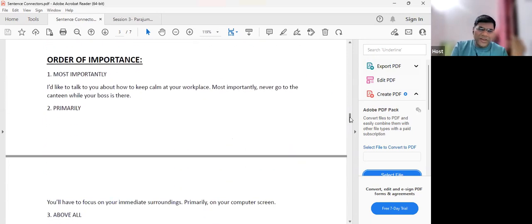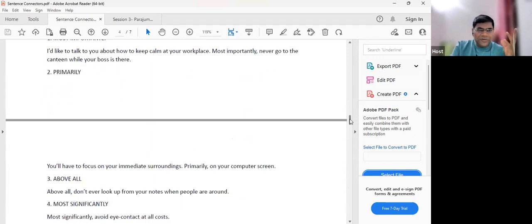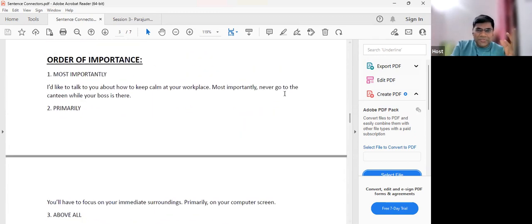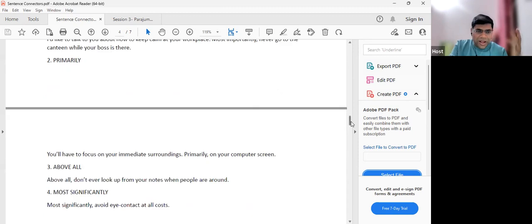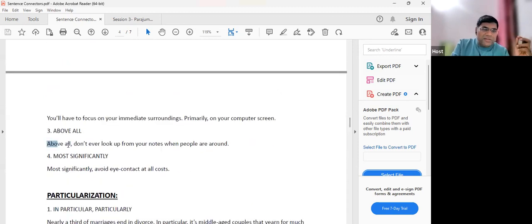Order of importance. So very simple. Above all, you see how frequently it is used and how it can be used. It can be effectively used to join sentences. I would like to talk to you about how to keep calm at your workplace. Most importantly, never go to the canteen while your boss is there. So most importantly means primarily, very important. Above all, see, this is very important. Above all, don't ever look up from your notes when people are around.